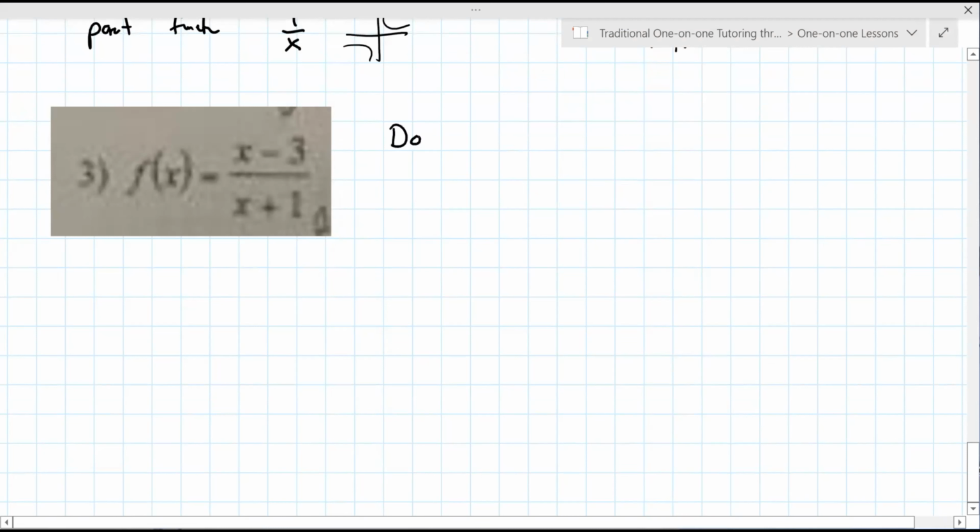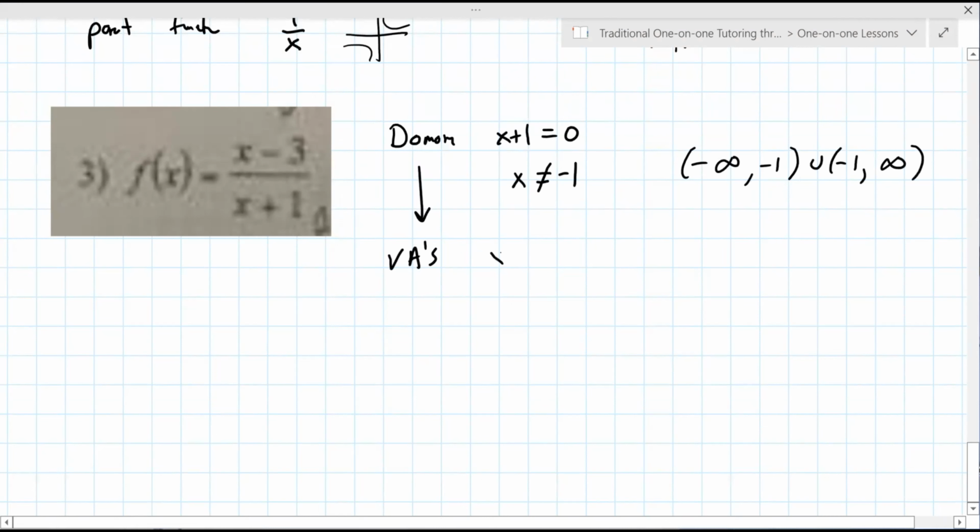We're going to start with the domain. We're going to set x plus 1 equal to 0, and we find that x cannot equal -1. So our domain is set. Again, that leads to vertical asymptotes, setting, again, the denominator. You have to know what you set equal to 0 in each case. Vertical asymptotes, again, you set the bottom equal to 0, x equals -1.